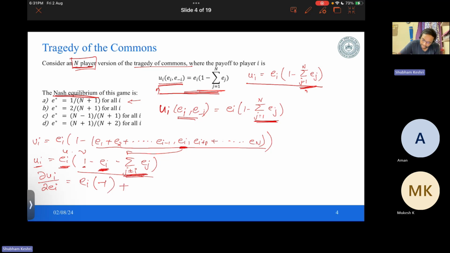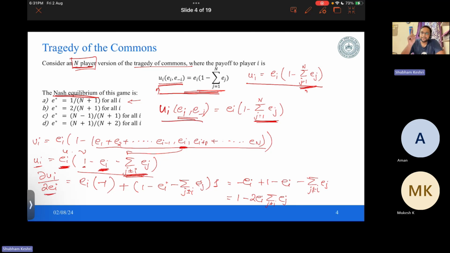Plus you write V as it is, 1 minus Ei minus summation of j not equal to i of Ej, and you differentiate U, which will be 1. When you do that, it will be minus Ei plus 1 minus Ei minus summation of j not equal to i of Ej. And this is actually 1 minus 2Ei minus summation of j not equal to i of Ej, right? So this is the differentiation of the utility. Remember, this is a utility function, and to obtain the best response, we have to differentiate this function and equate it to 0.